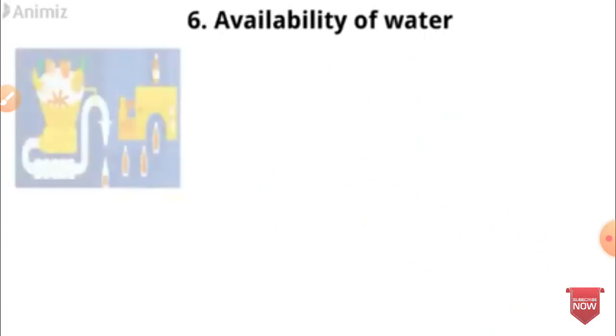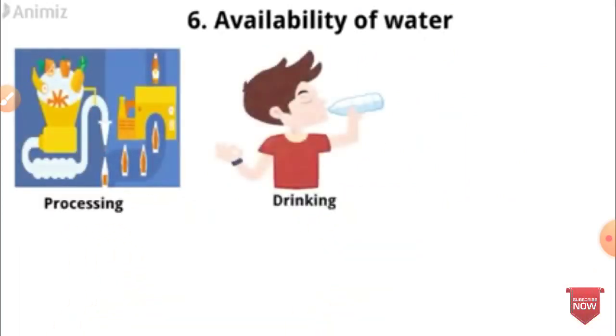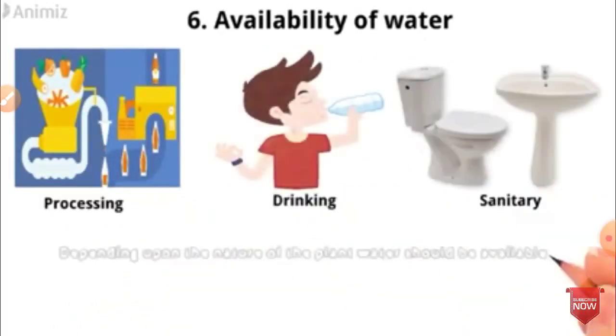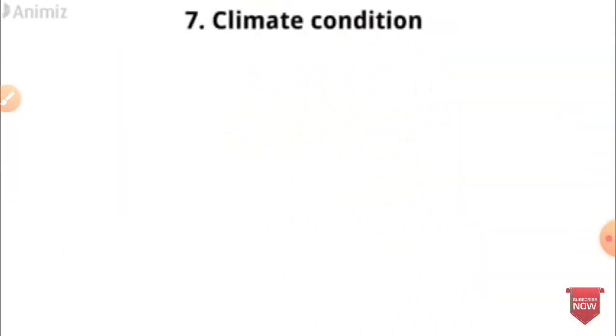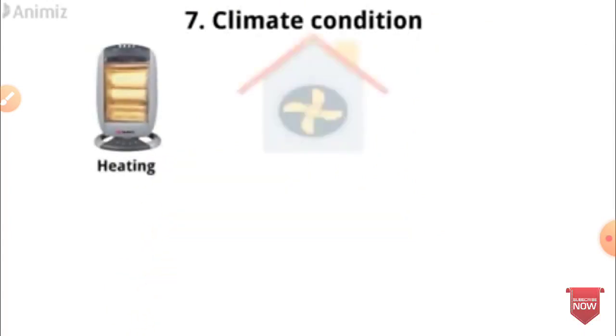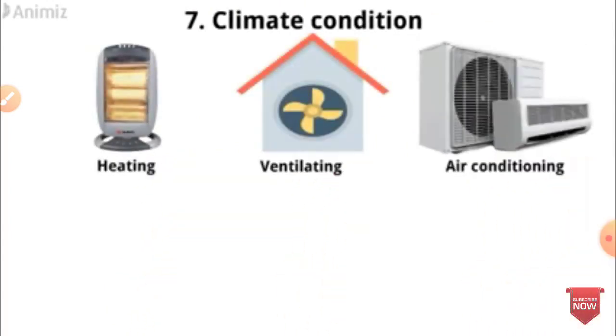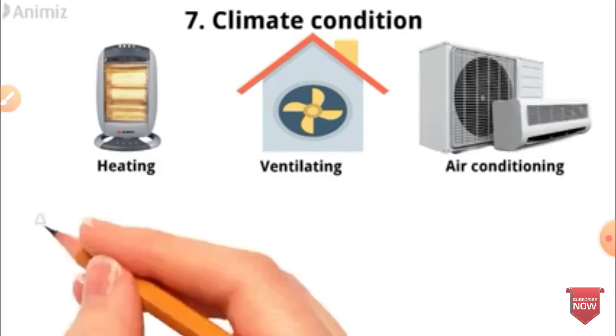The sixth one is availability of water. So water is the main point. Water is always required for processing, drinking, sanitizing. Depending upon the nature of the plant, water should be available in adequate quantity and properly. Okay. So the seventh one is climate conditions. So climate condition is also important. So heating, ventilation, air conditioning, that type of instrument we can use for controlling the climate.